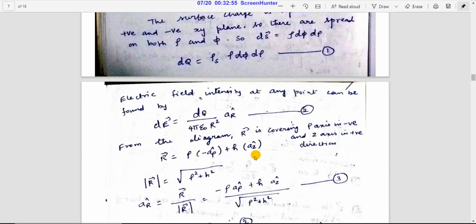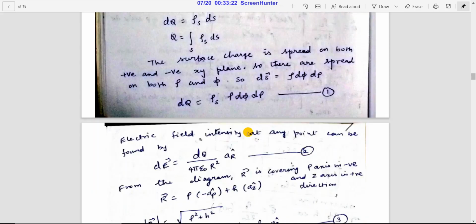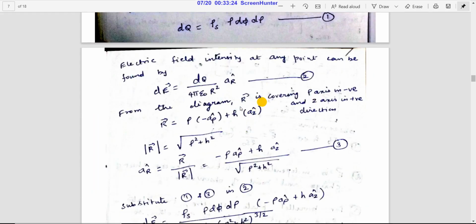That's why we are going to say this is the minus ρ a_ρ cap, and since this is the distance of ρ into a_ρ, it is minus ρ a_ρ cap plus h. Why h? Because we are going to measure the distance from the origin to the P point. So we are going to measure this particular distance as h, so h into a_z cap, since this is on the z axis.